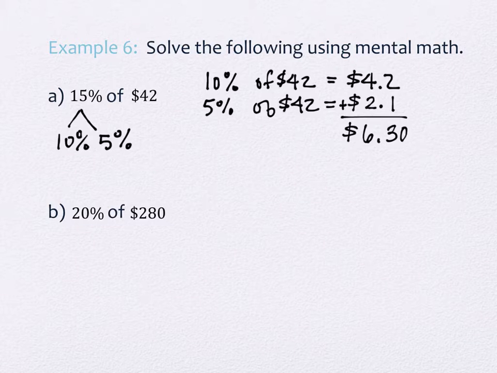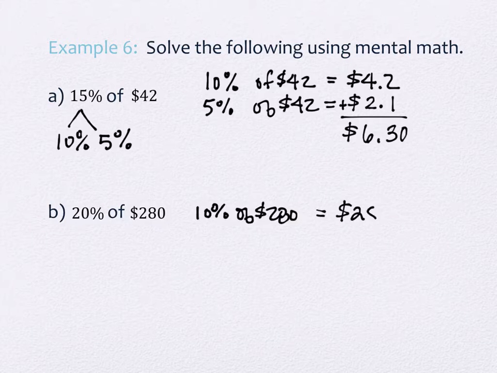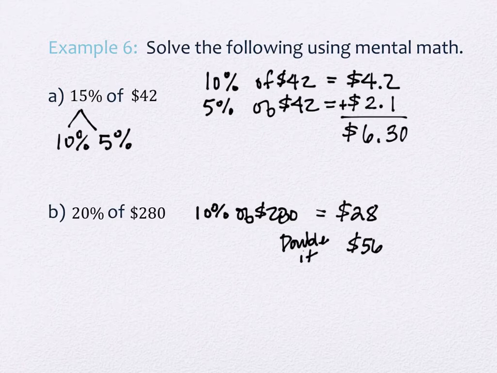Obviously, 20%, the same thing, works really nice. So if we have 20% of 280, again, it's easier to find 10% of 280, right? So what's 10% of 280? 28. You can either at that point add 28 to itself, or you could just double it, right? Multiply by 2. So what is 28 doubled? 56. Does it make sense? Okay.